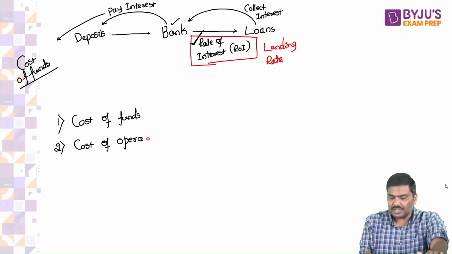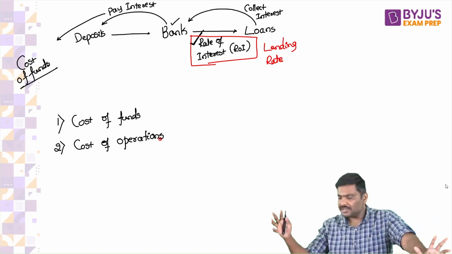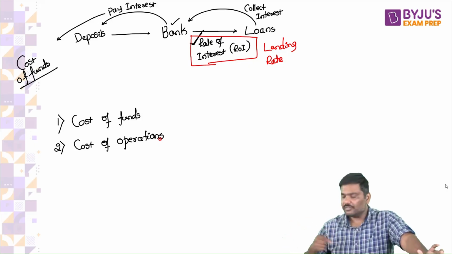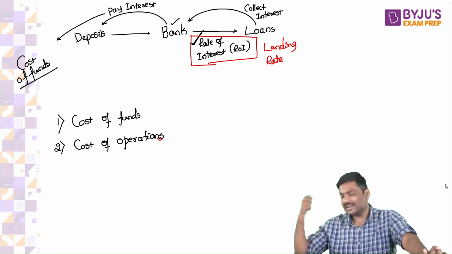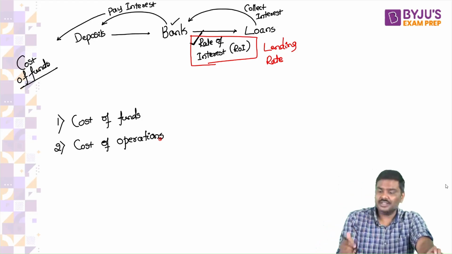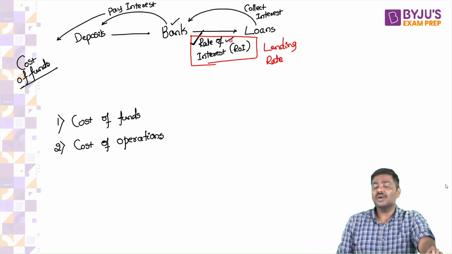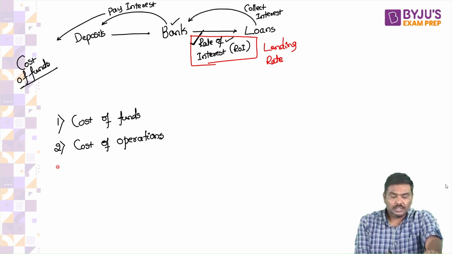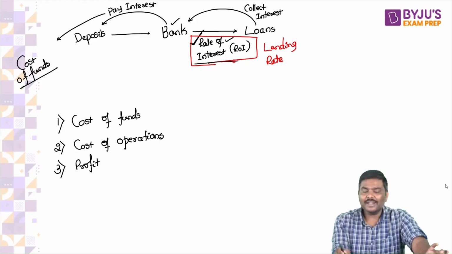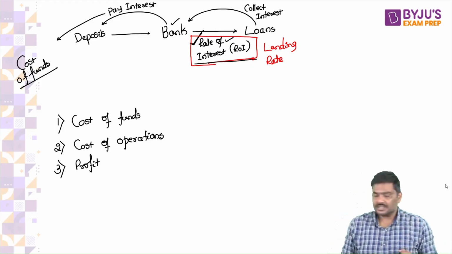What about cost of operations? For example, you have a bank branch, you will require labor for this, you'll require electricity, you'll have to pay rent, right? You will require computers, etc. So even cost of operations should be considered when you decide what is your lending rate. Third one, what about profit motive? Should you consider how much profit you want to earn when you decide what is your rate of interest? Of course, the answer is yes.